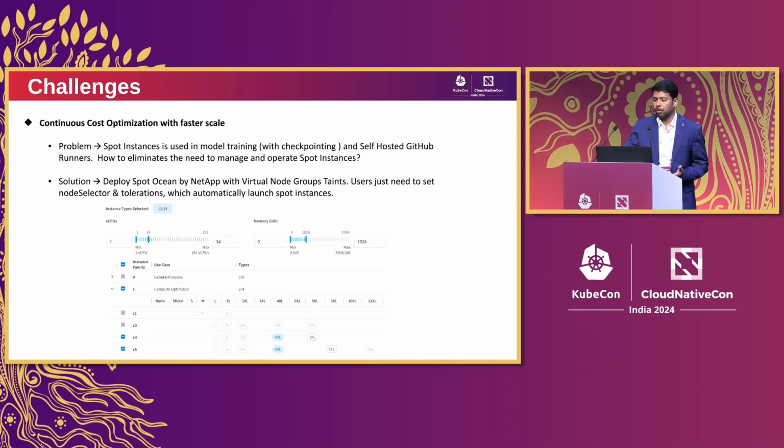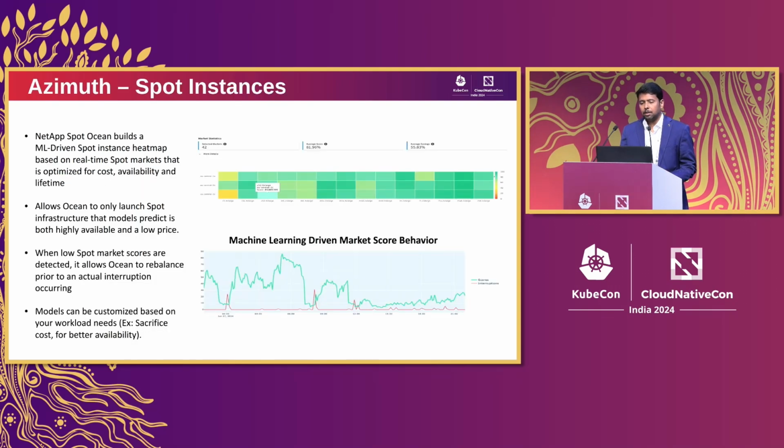You can easily configure it from the UI itself, and then you just need to select the machines they need, and then set the taints. From the user's perspective, they will just set the toleration for it. The advantage of Spot Ocean is it uses a machine learning algorithm in such a way that it will predict the spot instances which will be less interrupted. It actually uses a market score behavior.